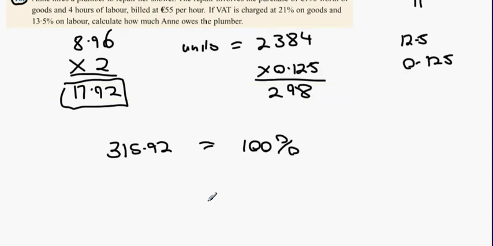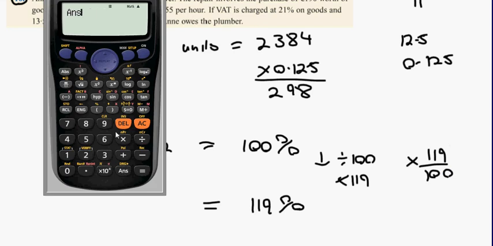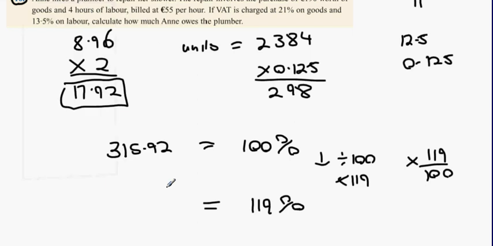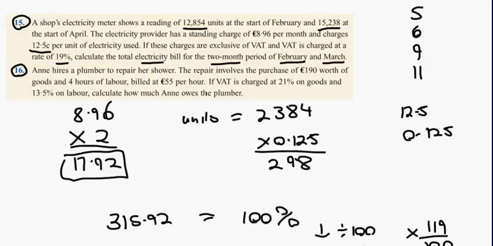VAT is added at a rate of 19%, so we need to add on 19%. So we're going to divide by 100 and multiply by 119, the same thing as multiplying by 119 over 100. So let's multiply this by 119 over 100. And our answer is going to be 375.94. Okay, so that's now 15 done.